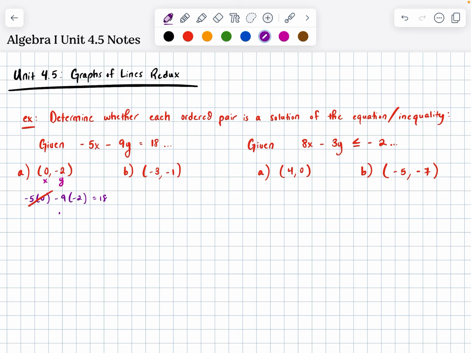-5 times 0, of course, is 0, so I can ignore this term. -9 times -2 is 18. Is 18 equal to 18? Sure is. This is a solution.